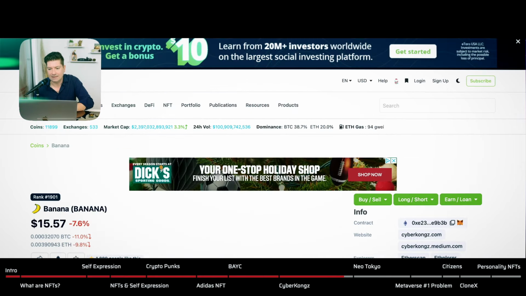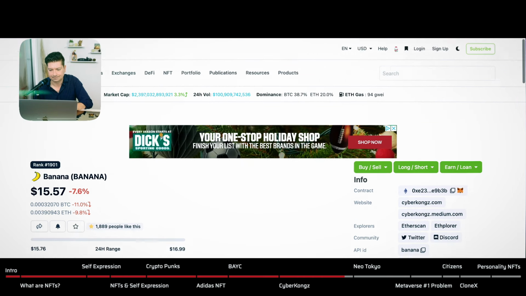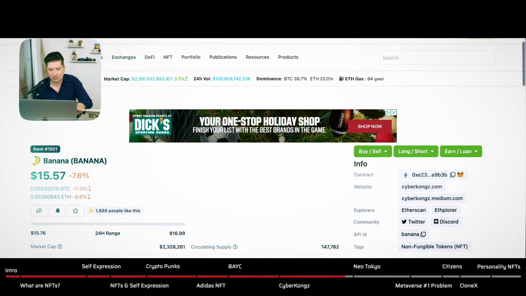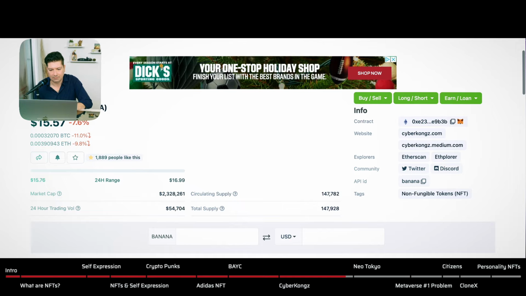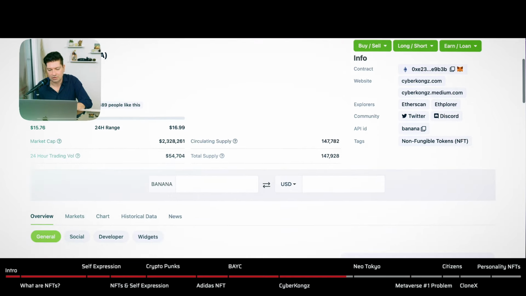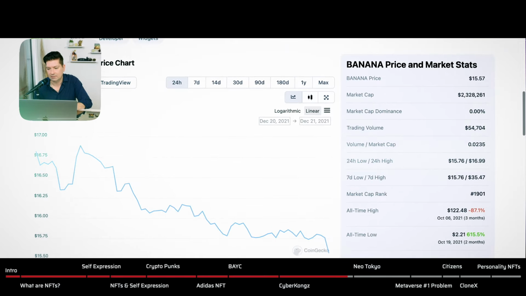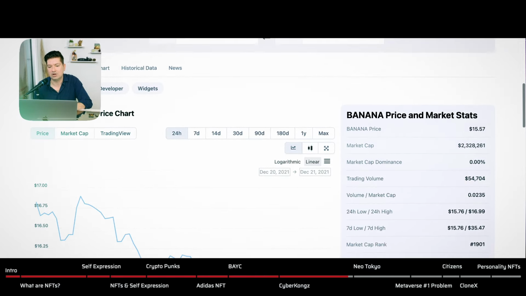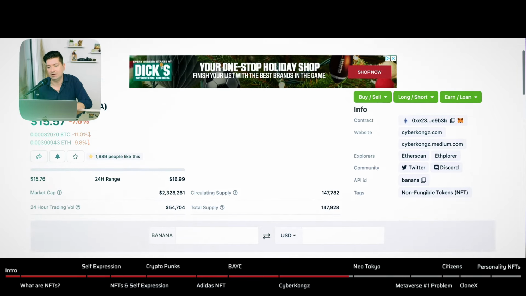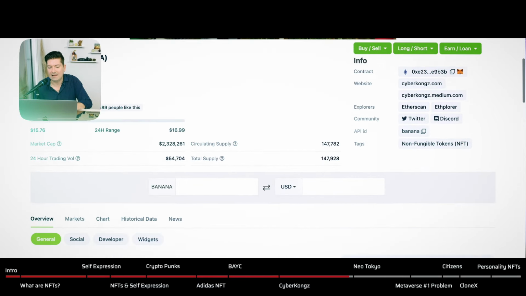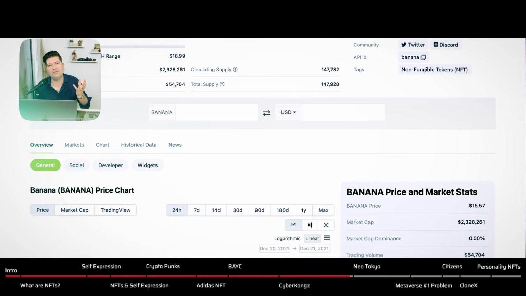Like for example, these bananas right here, let's take a look at them. Look at the market cap, it's ridiculously low. It's at $2 million. If they started to do this just even a little bit, this has the potential to 10x very easily. And they have this community around it where they can do this very easily.